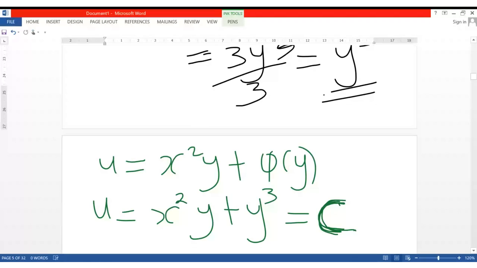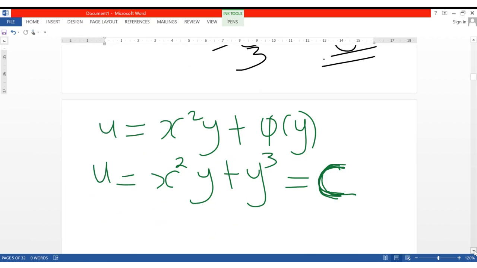So the partial u, partial x, you integrate, you get u. And then again the u, you differentiate in terms of y. Then you use the other equation to compare. And then you can solve for the value of phi y. When you solve for the value of phi y, you just replace where there's a u. So let me do another example.